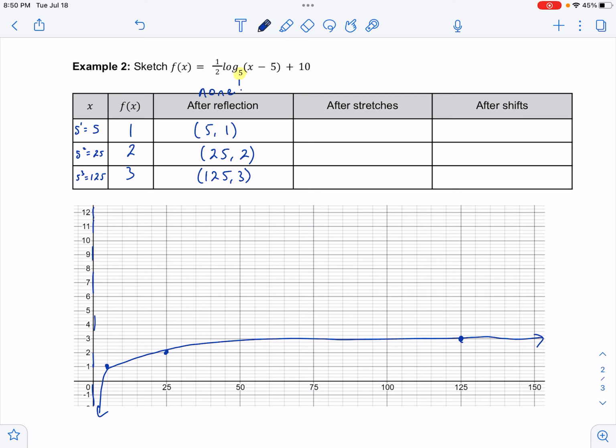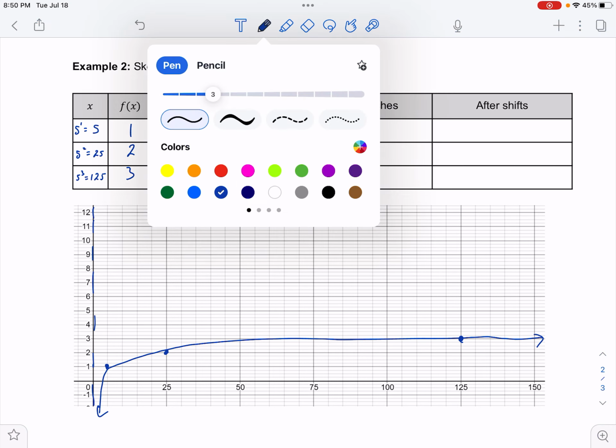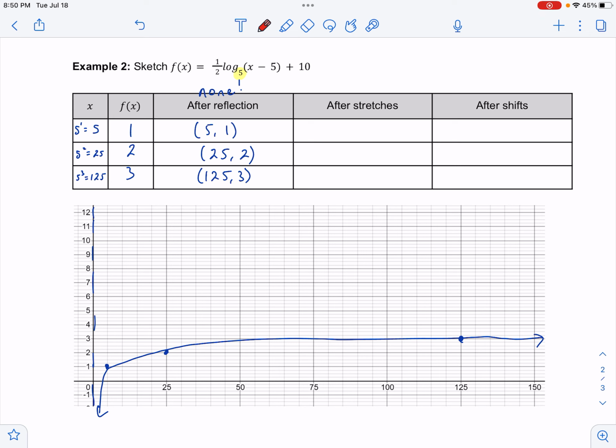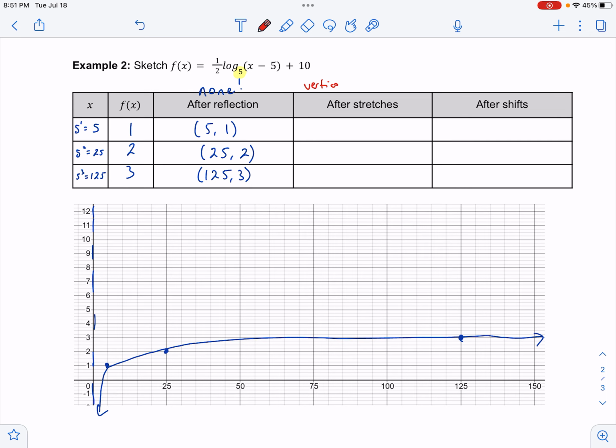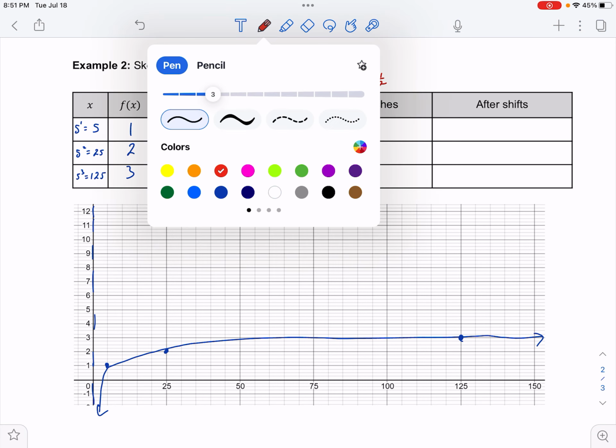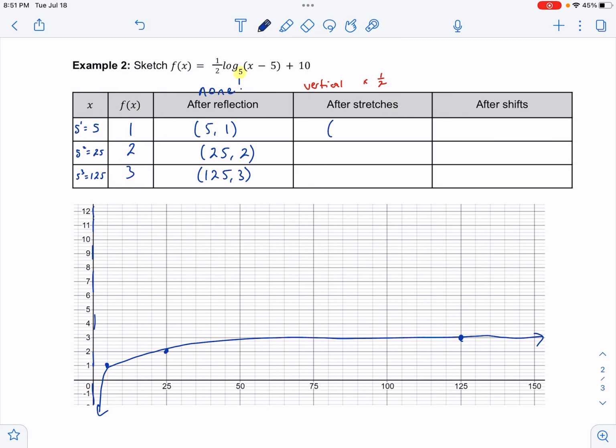Stretches. There is one stretch. It is a vertical stretch by a factor of 1 over 2. So I actually need to be dividing everything by 2 or multiplying by a half. I'm going to multiply by 1 over 2. And this is, again, vertical only, so my x values remain the same.